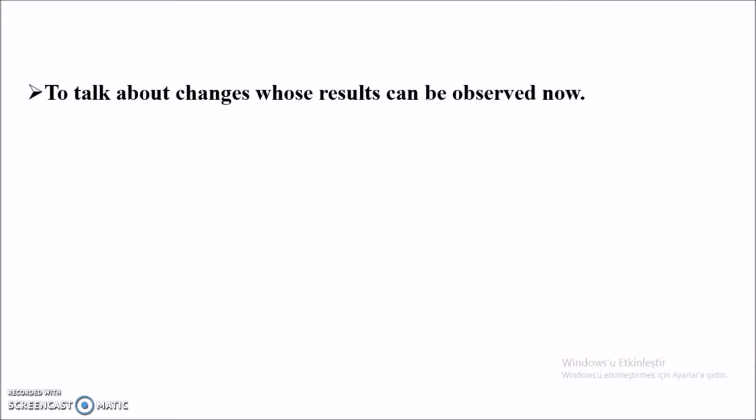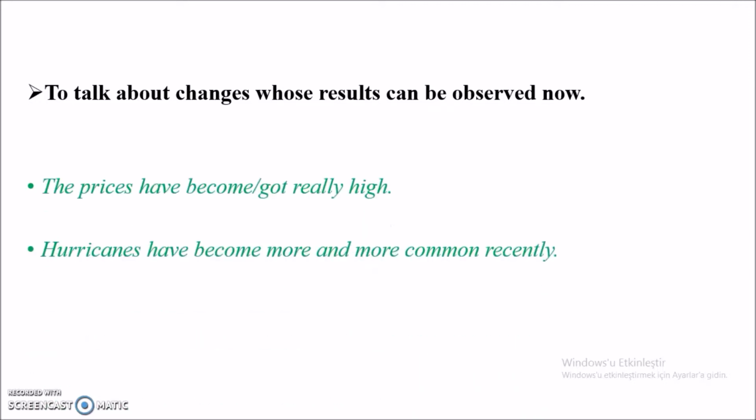Present perfect tense is also used to talk about changes whose results can be observed now. So there will be a change in the past, but we will observe the results right now. Let's have a look at those sample sentences. The prices have become or have got really high. So there is a change in the prices, and I can see the result of this change right now. Now the prices are higher than before.